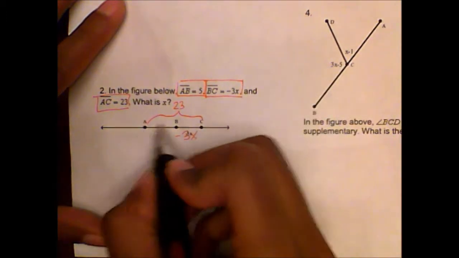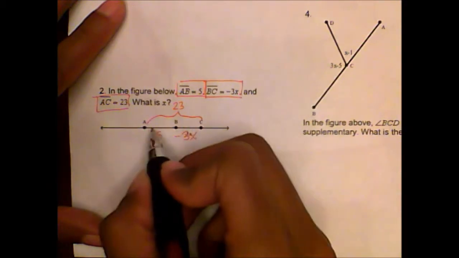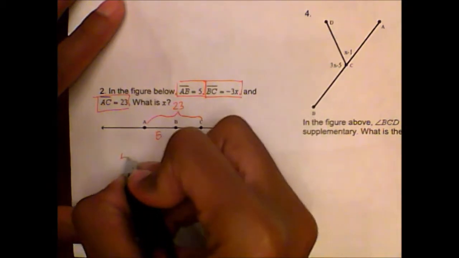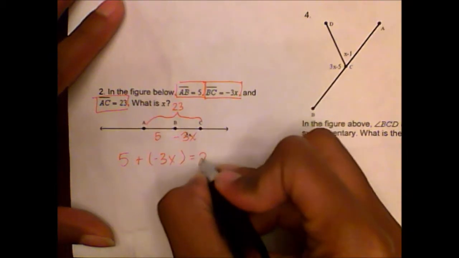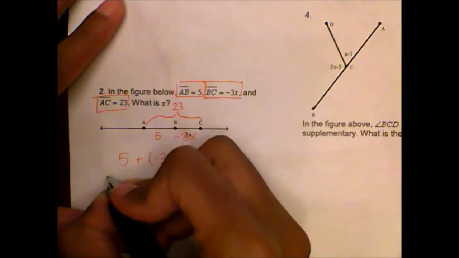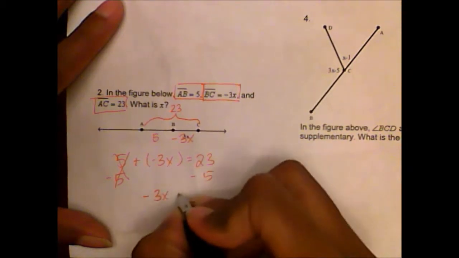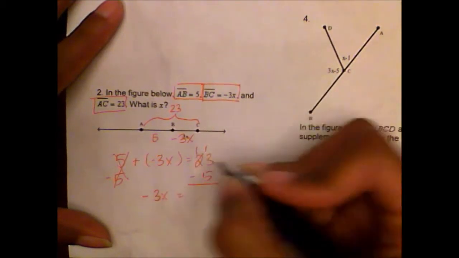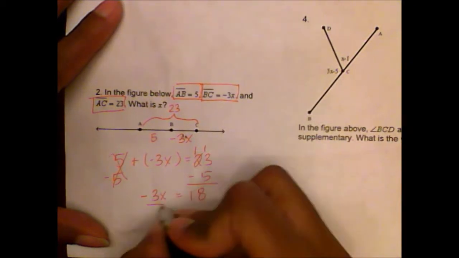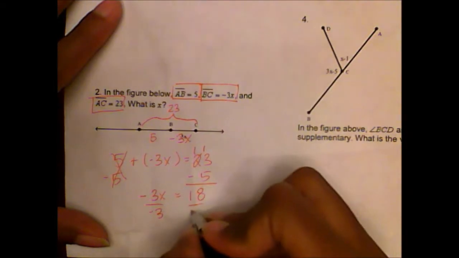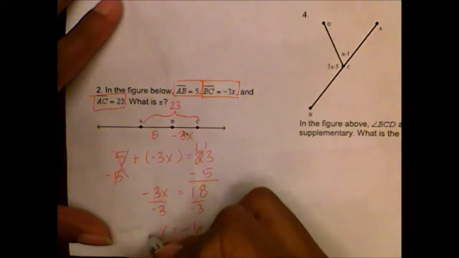Alright, so if AB is equal to 5, and BC is equal to negative 3x, then these two together, when added, must equal 23. So I'm going to set up that equation. 5 plus negative 3x is equal to 23. Now to solve this equation, I'm going to subtract 5 from both sides. I'm left with negative 3x is equal to 18. And when I divide both sides by negative 3, I'm left with x is equal to negative 6.